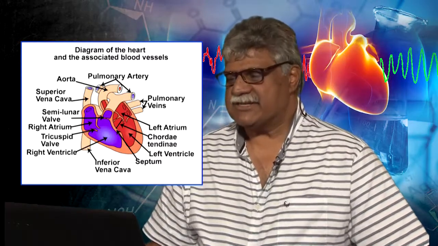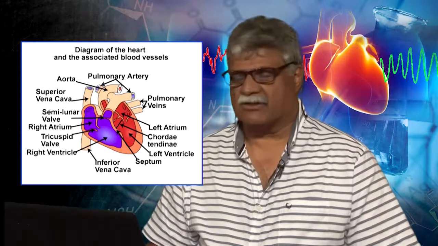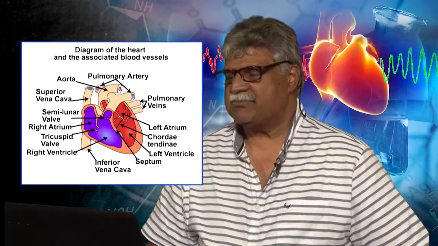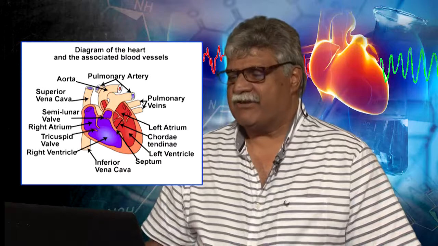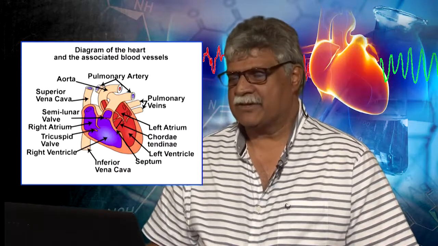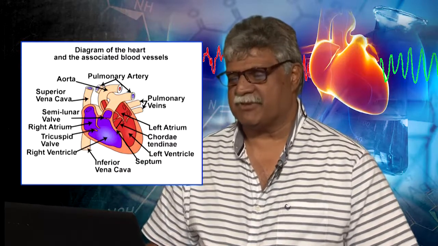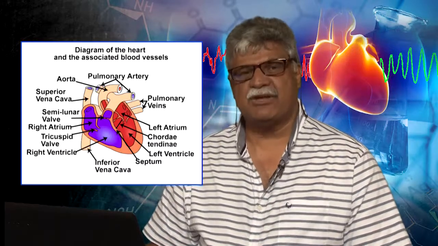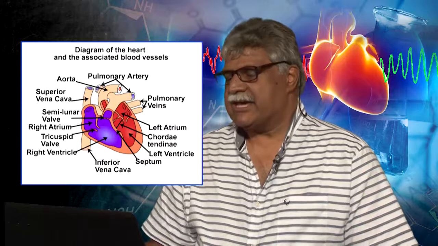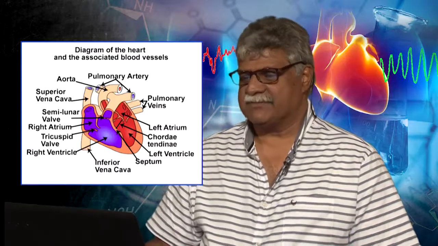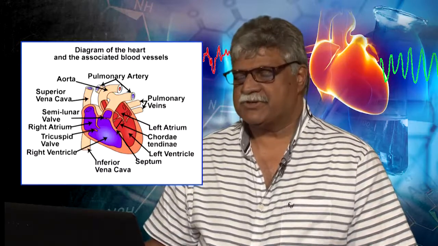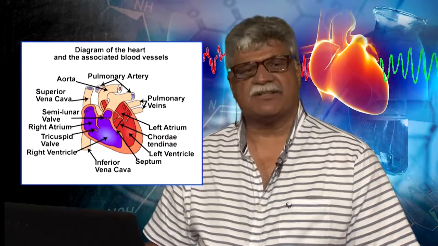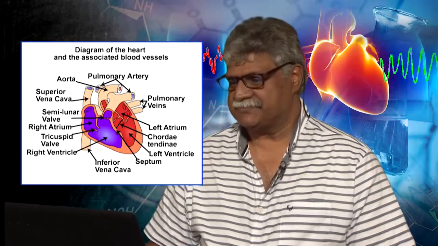When the left ventricle contracts, let's talk about that first, it pumps out oxygenated blood via the aorta to all systems of the body. And the aorta, I'll remind you, also has semilunar valves, because it must prevent the backflow of blood into the ventricle when the ventricle stops contracting.